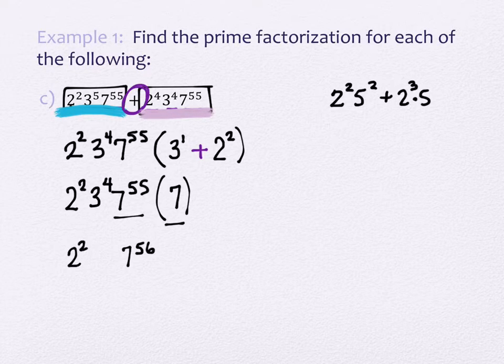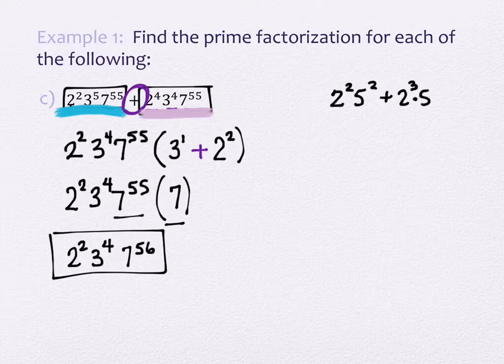There's a 2 squared first, there's a 3 to the 4th second, and then there's a 7 to the 56. And it's all done by looking at things that are in common, and pulling them out, and then seeing what's remaining of the things that are not in common.